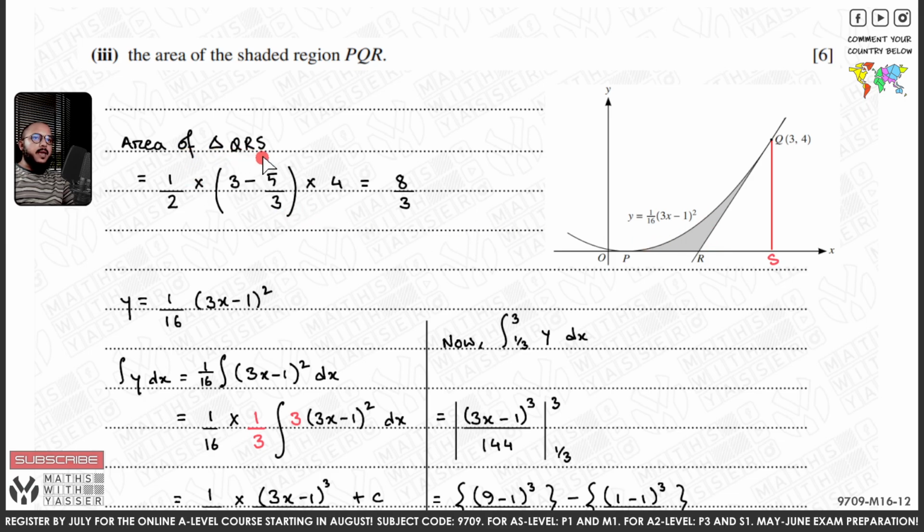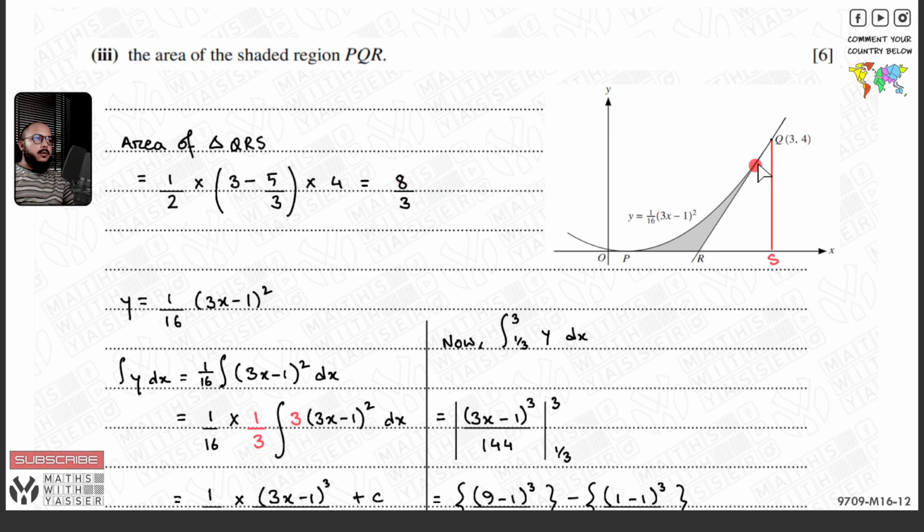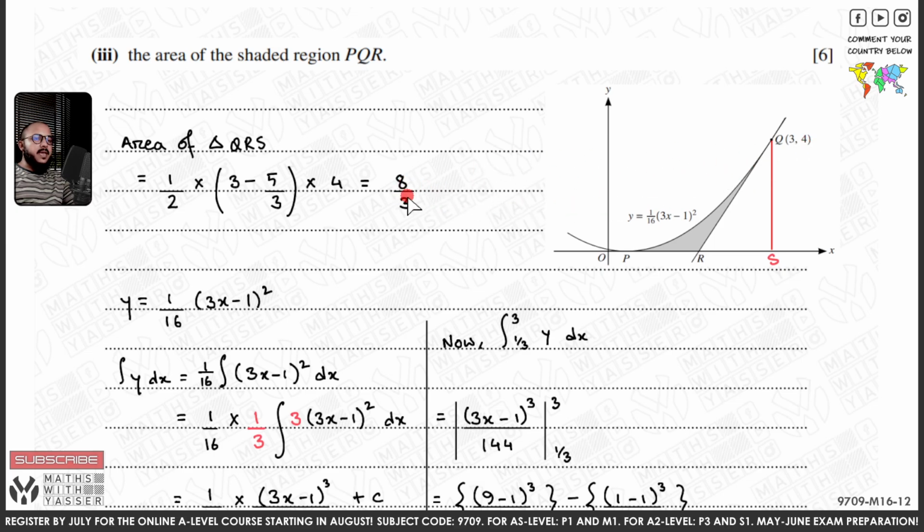So let's first find the area of the triangle QRS. So half times base times height. So half times the base must be the x coordinate. I'm calling this point S. So x coordinate for the point S will also be 3. So 3 minus 5 by 3, that is the x coordinate for point R, times 4, because 4 is the height. Y means height. So this y coordinate is the height. So it will give us 8 over 3. It's better to leave it in fractions rather than decimals so that we can avoid accuracy error.